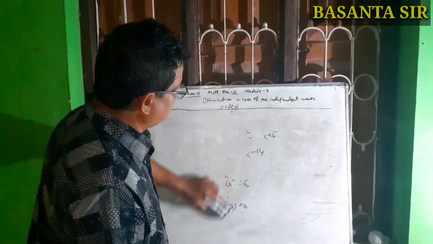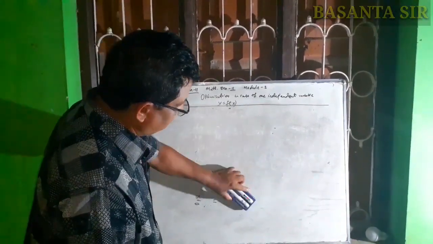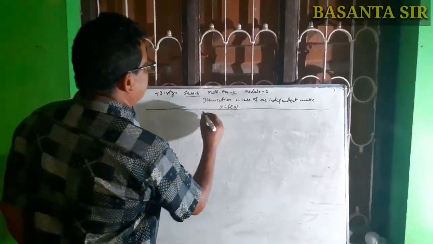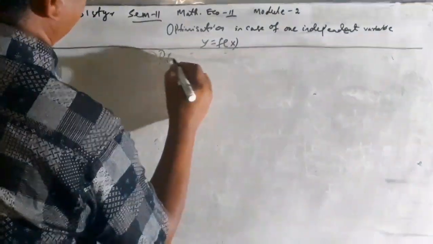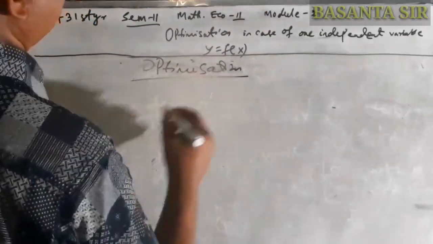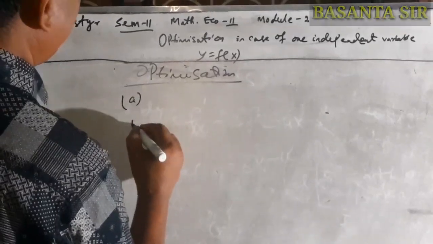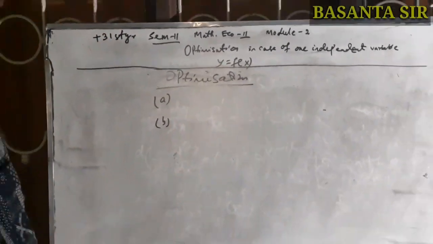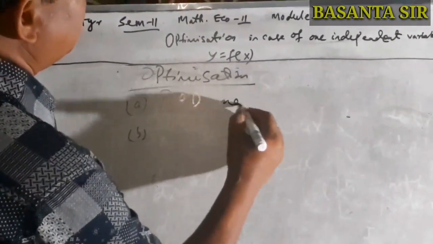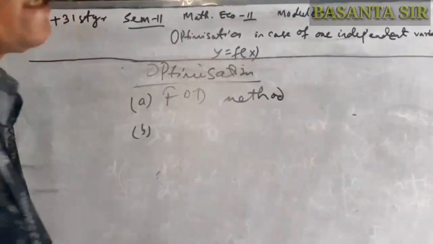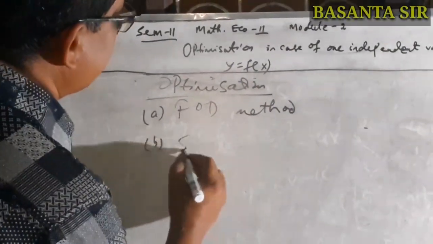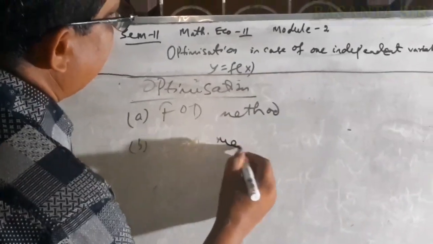Now we will go to analyze optimization. Optimization can be calculated by two methods. The first one is the first order derivative method, without using the second order derivative. This is the first order derivative, we can find out the value, and then the second order derivative method.